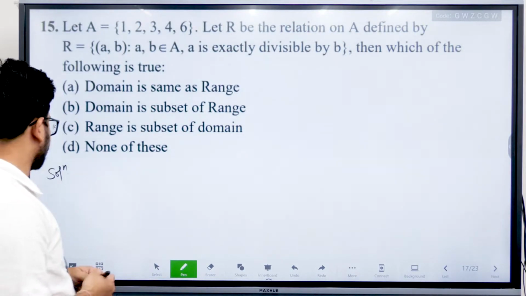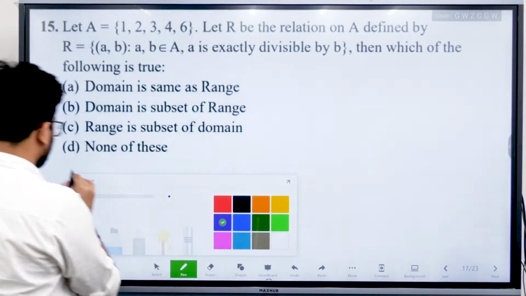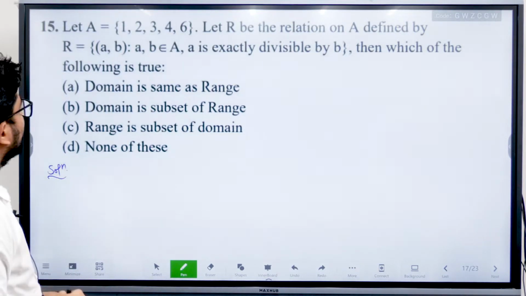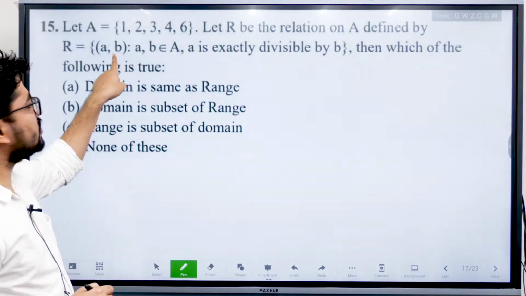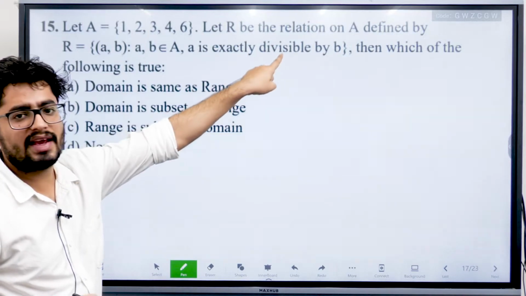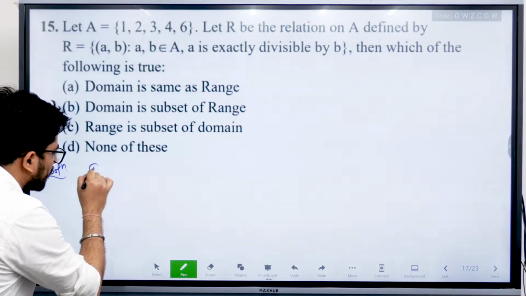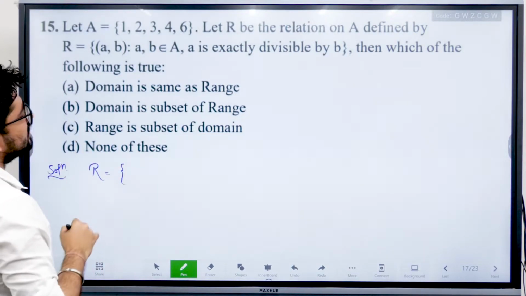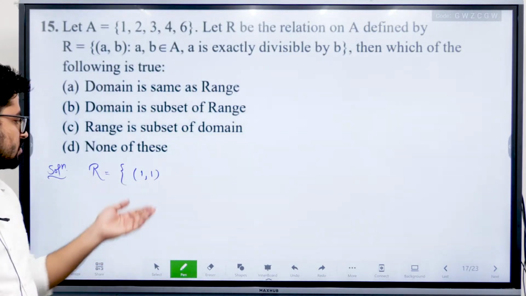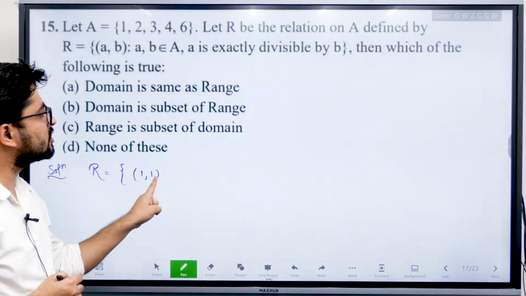Okay. So the relation contains all the ordered pairs (a, b) where a and b belong to set A and a is exactly divisible by b. So your relation is what? a is divisible by b. So if you take a as 1, b can be 1 because we have only one factor for 1. So a is exactly divisible by b.